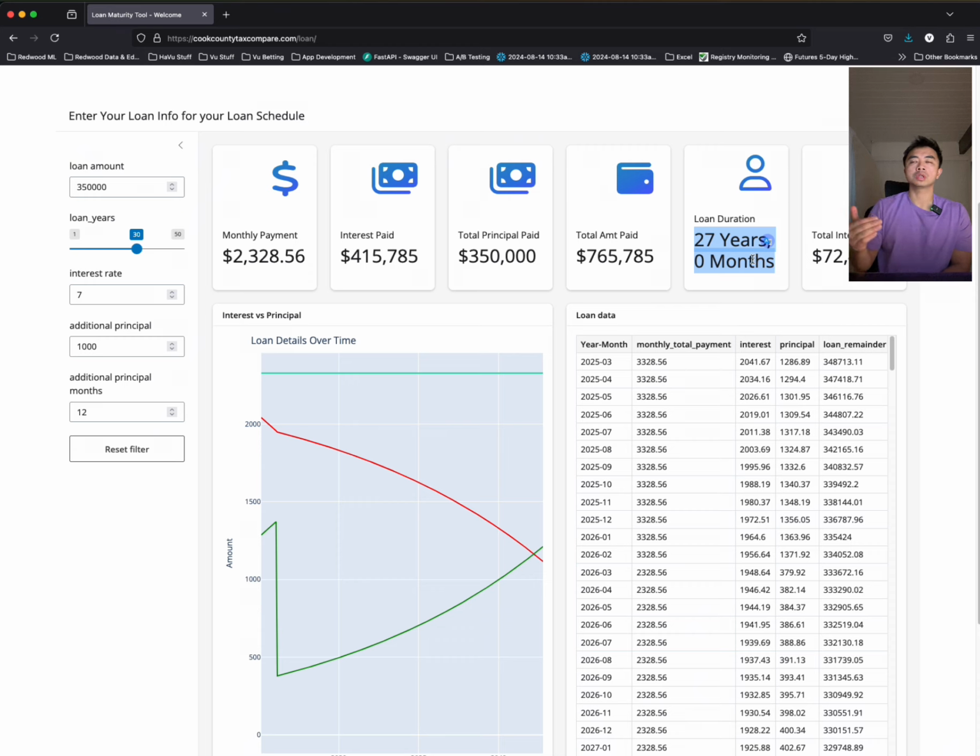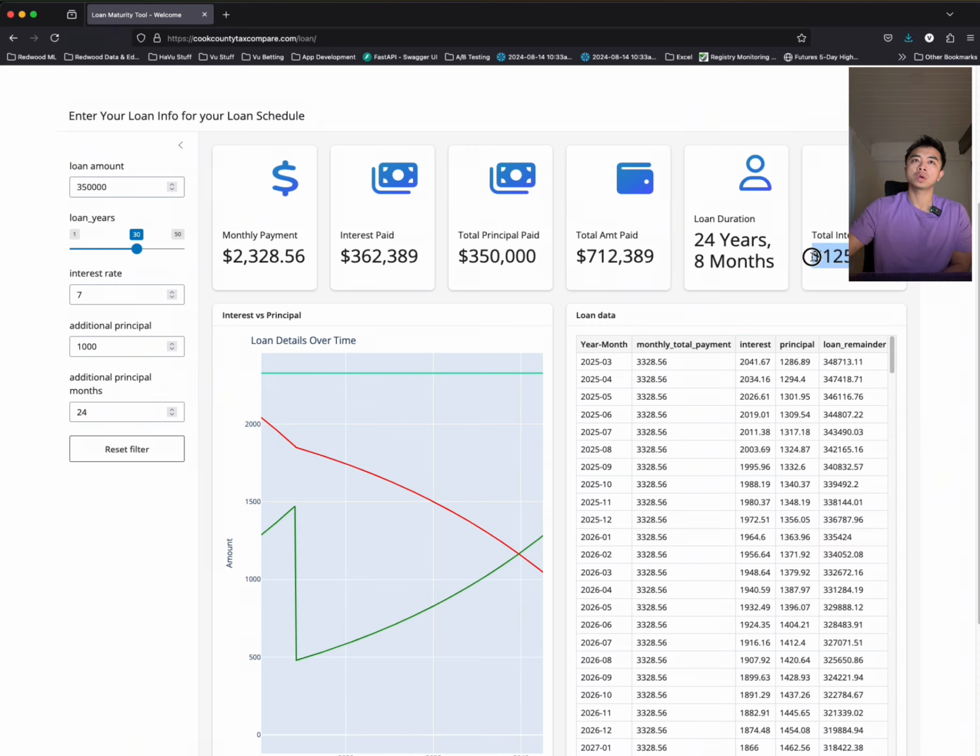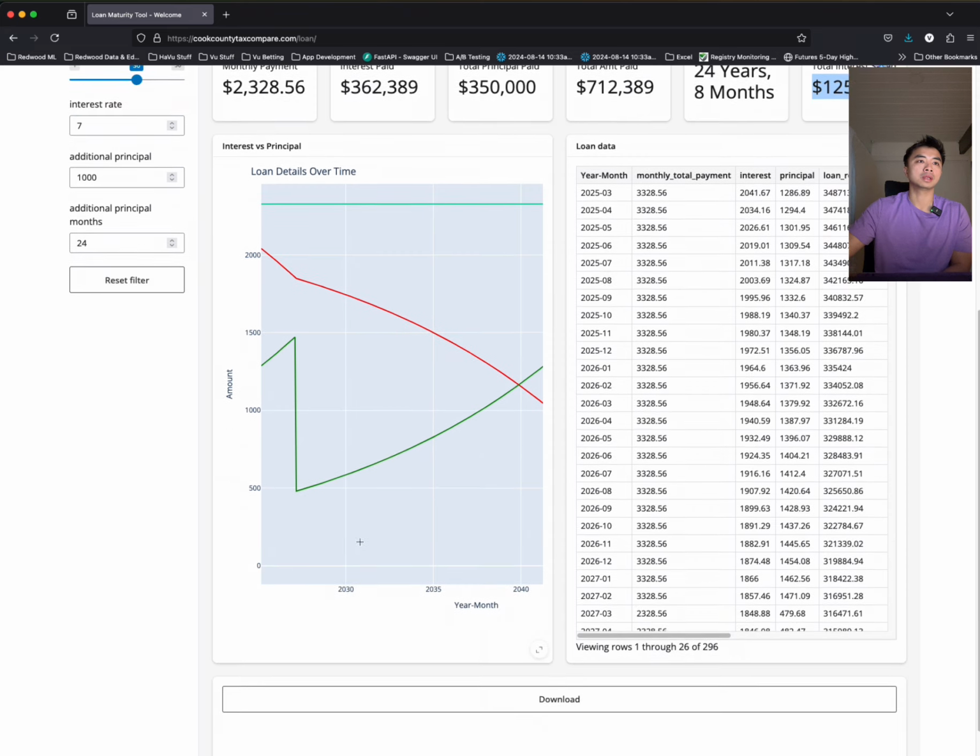So this shows that for a higher interest rate environment, you should try to pay off as much principal as you can in the beginning, because this saves a lot of money in the long run. So let's say you do it for 24 months. So you save $126,000.